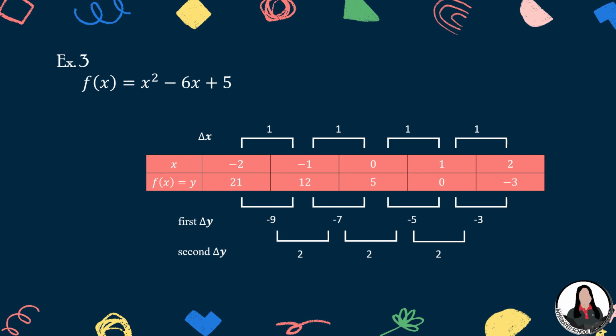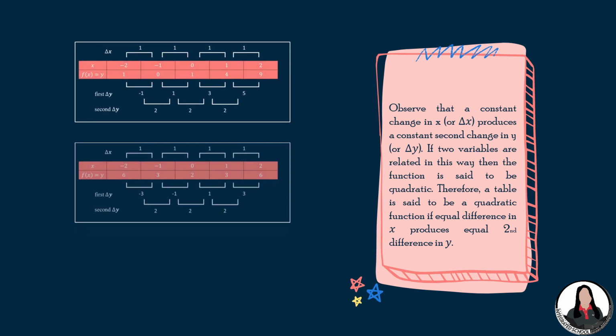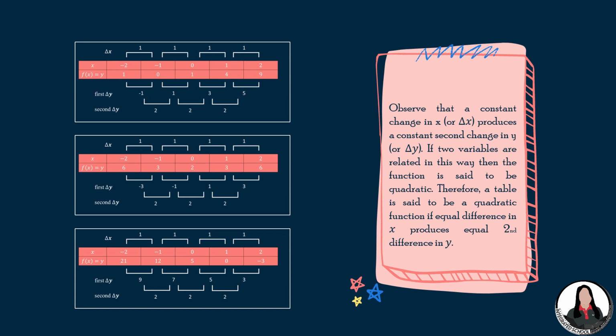Okay. So, anong napansin natin sa tatlong example na binigay kanina? Okay. So, I want you to observe that a constant change in x, or yung triangle x, produces a constant second change in y, or yung ating triangle y. If two variables are related in this way, then the function is said to be quadratic. Therefore, a table is said to be a quadratic function or represents a quadratic function if equal difference in x, so for this case, yun yung 1, pare-pareha sila, produces equal second difference in y.